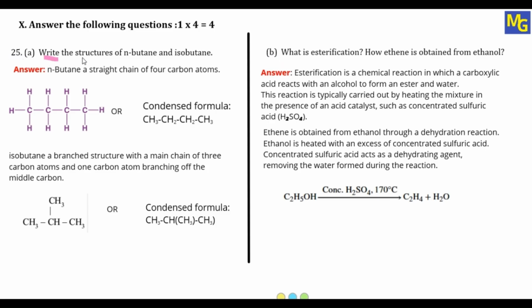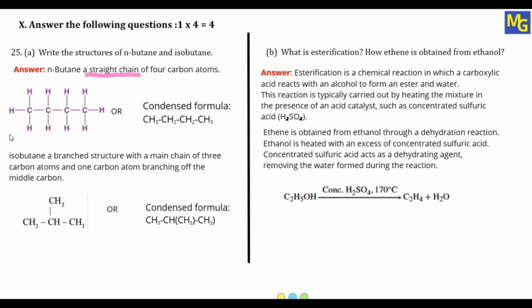Write the structures of N-butane and isobutane. So we have to write the structure of N-butane and isobutane. Butane means it is 4 carbon, but in the same 4 carbon compound they have asked N-butane and isobutane. So answer, N-butane, a straight chain of 4 carbon compound. So always remember, as I told, but means it is 4 and N indicates it's a straight chain. So this is a straight chain compound.